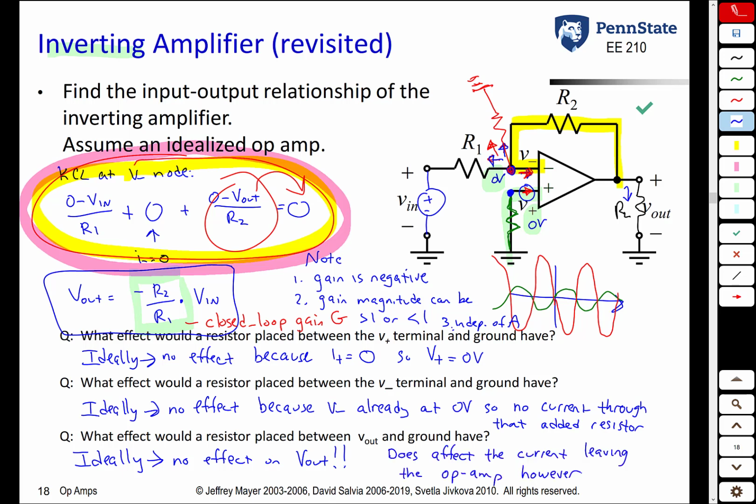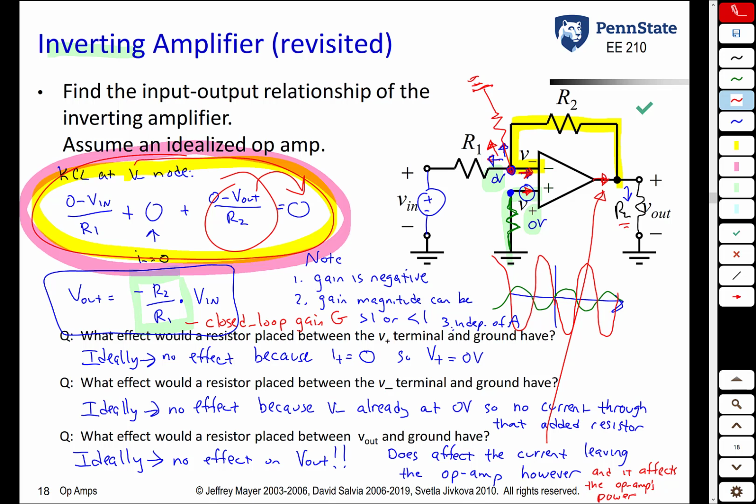out of the op-amp. This is a current leaving the op-amp. That would change if we added a load resistor here. And we'll see this as we do some examples later on. What this means, this is also later, is that the power delivered by the op-amp is affected. So it does affect the current leaving the op-amp and it affects the op-amp's power, but it does not affect the voltage at the output.